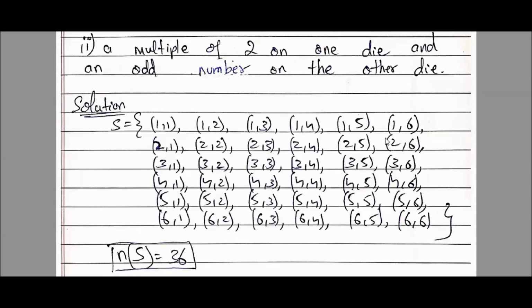I want my sum to be between 5 and 8. See here, 1 plus 1, the first element, it's 2. No, it's not between 5 and 8. 1 plus 2, it's 3. Sum 3, it's not between 5 and 8. 1 plus 3, it's 4. 1 plus 4, it's 5. And here 5 and 8 are not inclusive, because the word between is given. So the sum can be 6, 7, or 8.